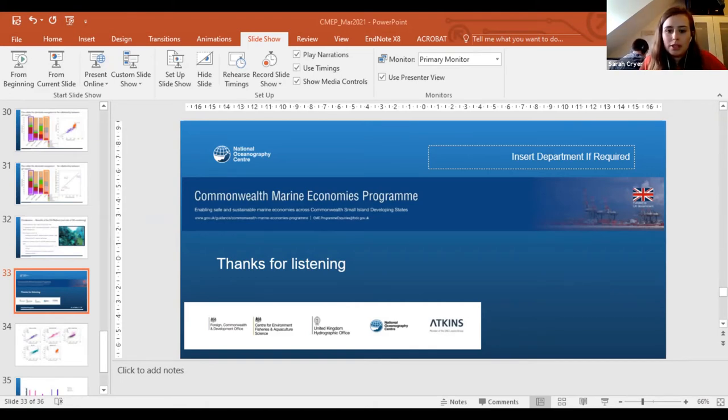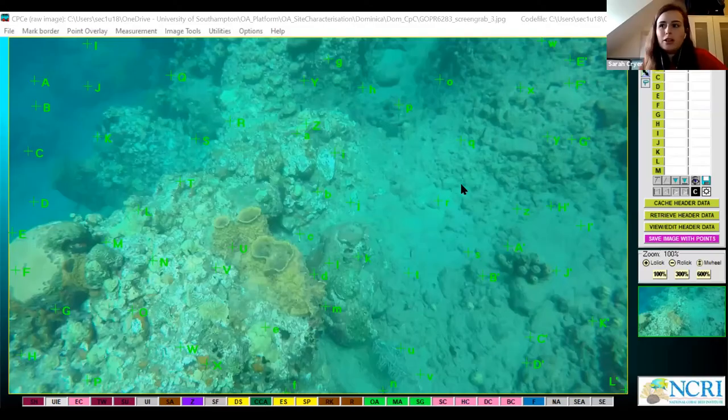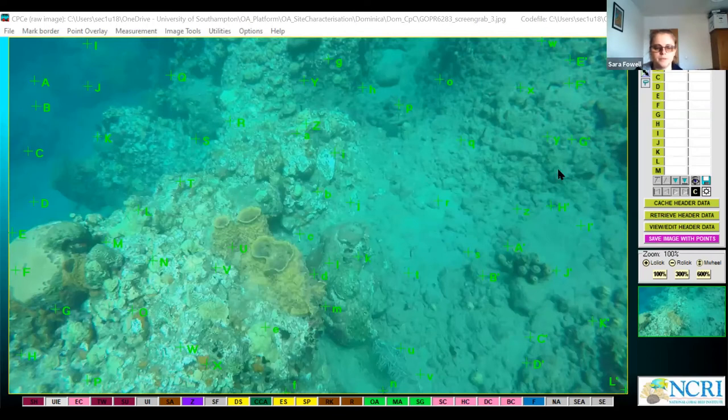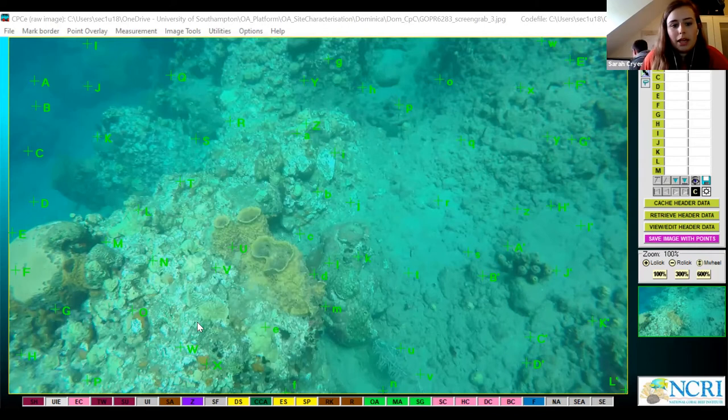Let me just see. I think if I share. Okay, I think you can see that now. So yeah, this is the software. This is an image from Dominica, taken with an ROV. Ideally, you want a photo that's facing downwards so you don't have the sea in the background. And then I've told it to randomly distribute 56 points in an 8x8 grid. And then I go through and it highlights each point.